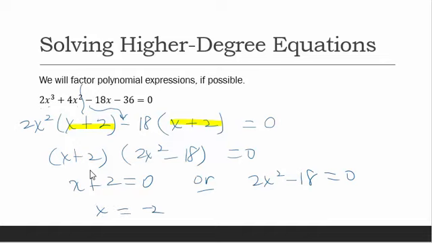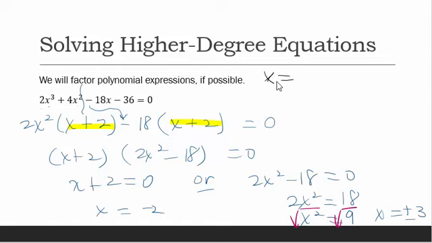And that first answer is not hard to find. x is negative 2. The second answer, we still have a quadratic here, and so one option is just to isolate x squared. And so we would get 2x squared is equal to 18, and x squared is 9, and then take the square root of each side. Okay, so altogether, x is plus or minus 3. Okay, so our three answers are x equals negative 3, negative 2, and positive 3.